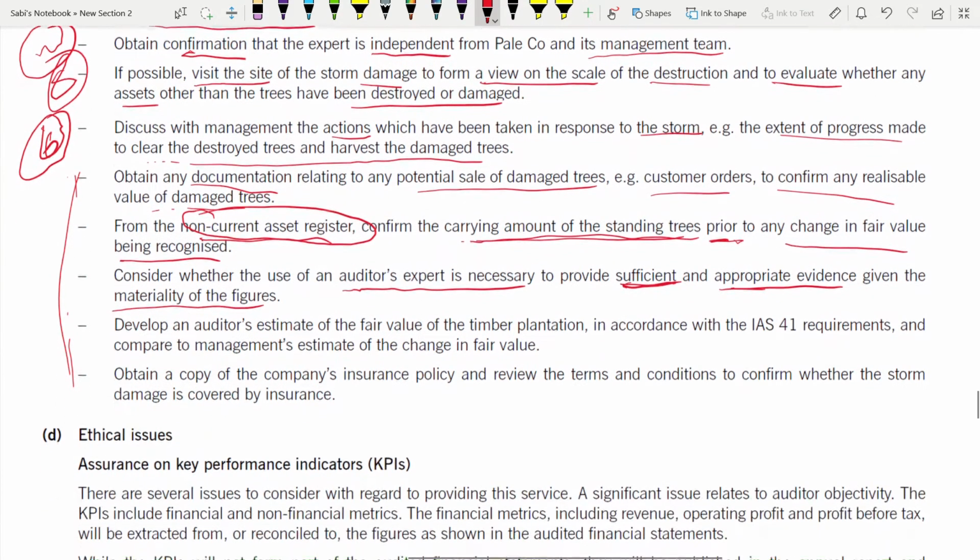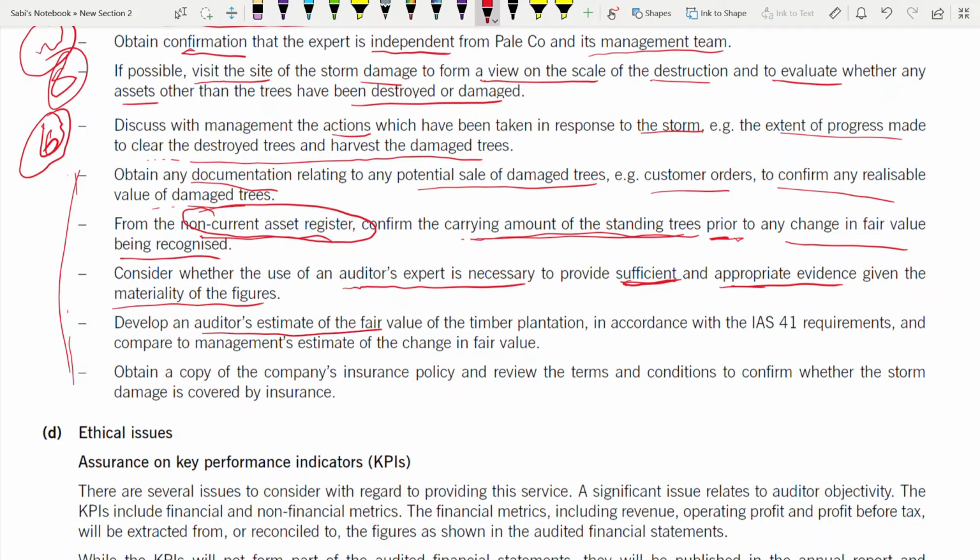Okay, develop an auditor's estimate of the fair value of the timber plantation. Auditor can do that. They can estimate that this will be the fair value in accordance with IAS 41. And then compare this with the management's estimate of the change in fair value. Auditors are estimating one figure, managers are estimating one figure. Now they are comparing against each other.